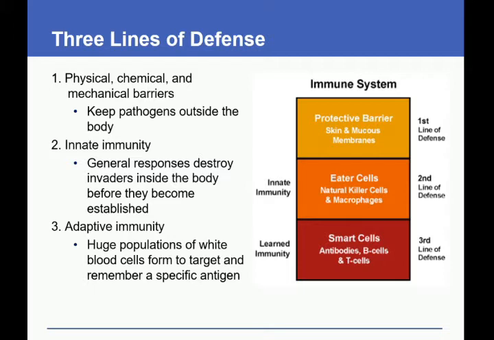Three lines of defense: physical, innate, and adaptive. First one is physical, chemical, and mechanical barriers. These keep pathogens outside of the body. It is the first line of defense. The second line of defense, you have innate immunity. They are general responses which destroy invaders inside of the body before they become established. Third line of defense is adaptive immunity. Huge populations of white blood cells form to target and remember a specific antigen.